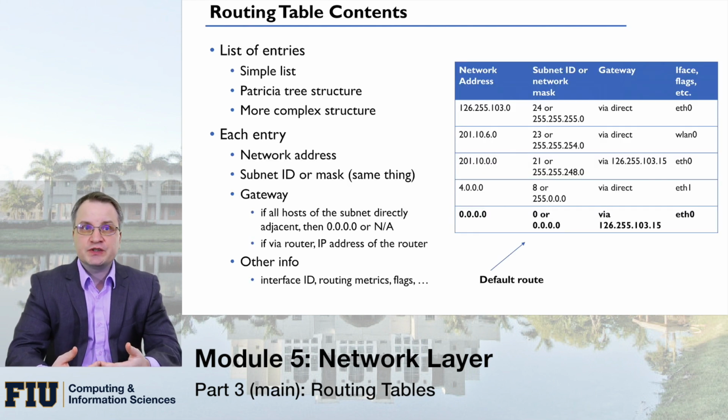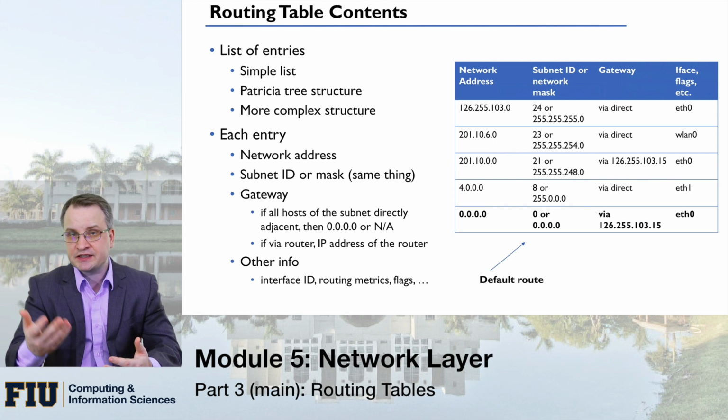This is an example of the routing table content. To highlight, at the very least, this routing table is basically a list of entries. In more complex cases, it's something like a Patricia tree, or potentially an even more complex structure, to improve the performance of the lookup. But at the very least, each entry in the routing table, logical or physical, contains the network address, including the subnet ID or network mask. It's basically the same thing, and in the example I'm giving you both.